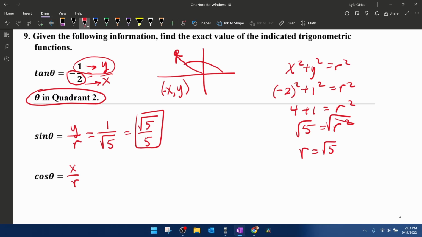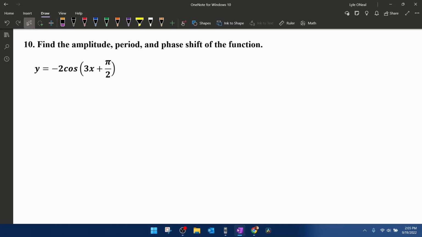X is negative 2. Negative 2 over square root of 5, again, needs to be rationalized. That is negative 2 square root of 5 over 5. And that is done. Next, problem 10. They want us to find the amplitude, period, and the phase shift of the function.